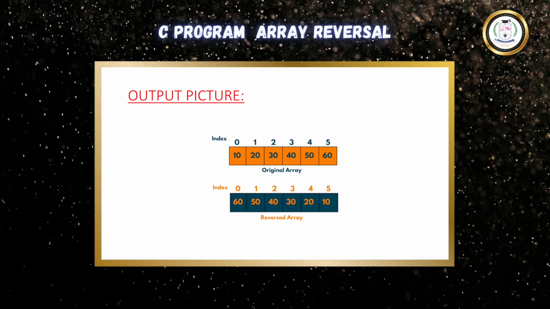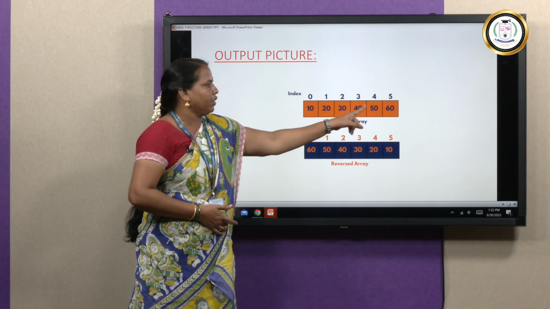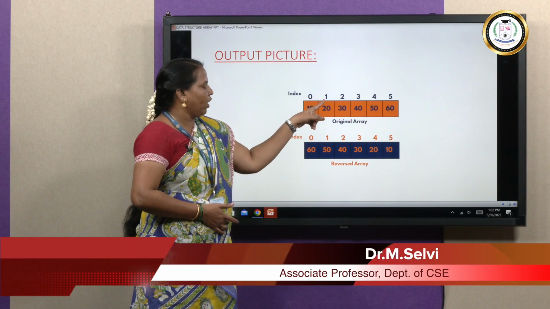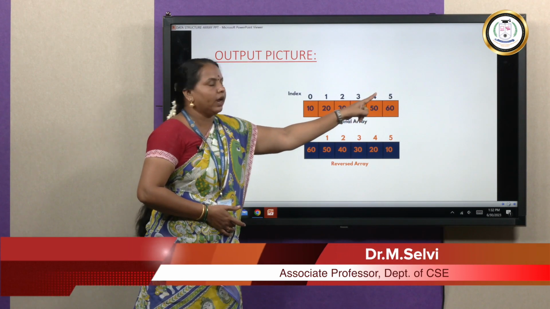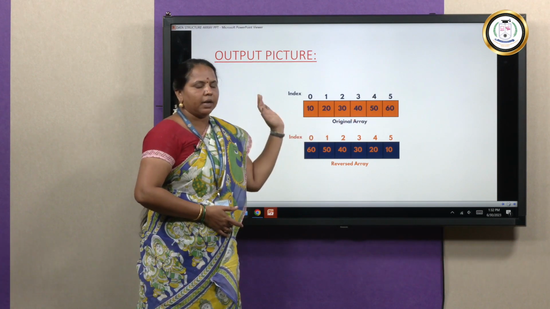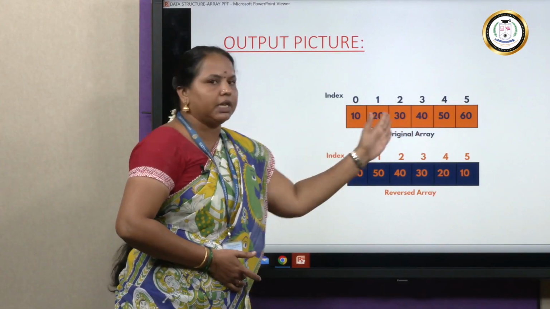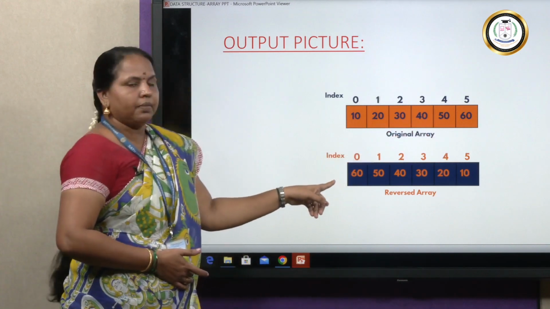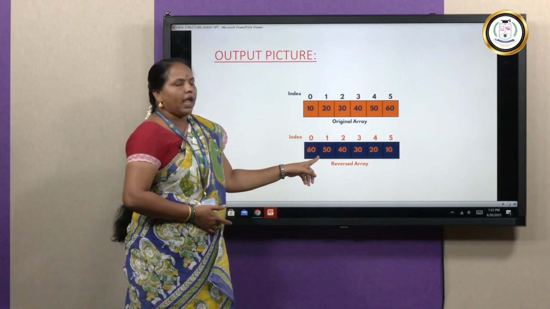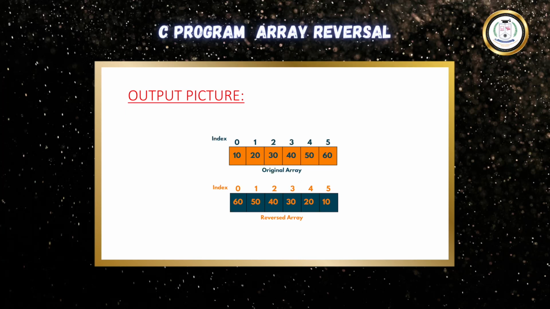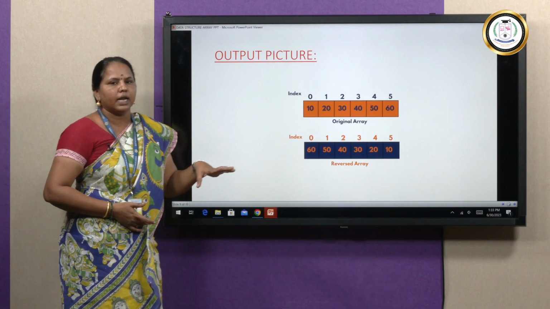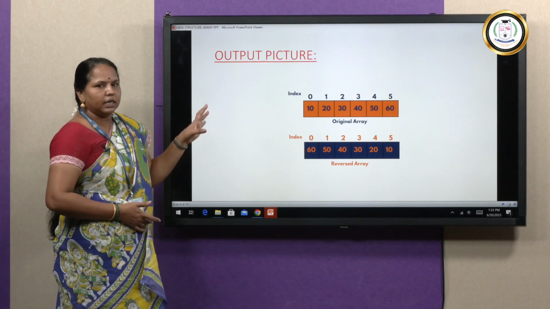So this is the actual picture of the output. Initially I have given 10, 20, 30, 40, 50 and 60 as a[0], a[1], a[2], a[3], a[4] and a[5]. For the first statement I am incrementing i plus plus. For reversing the array I have to decrement, so 60 comes first, then 50 from a[4] and 40 from a[3]. Like that it will be reversed. This is how reversing an array has been done. Okay, is it clear? Thank you.